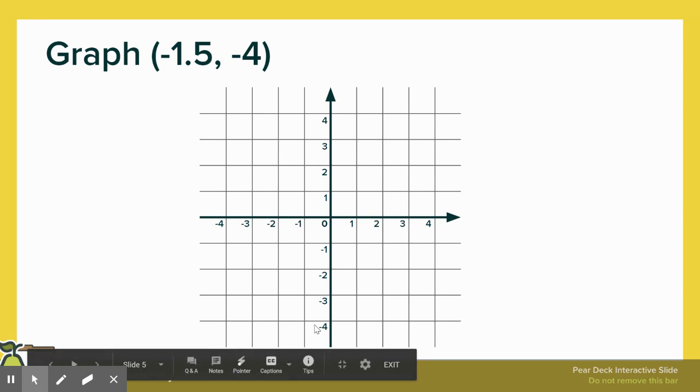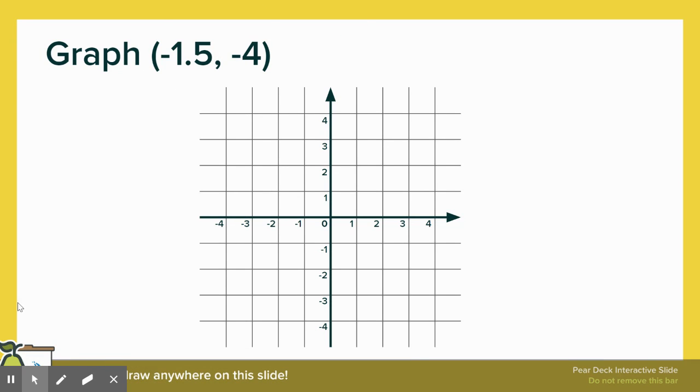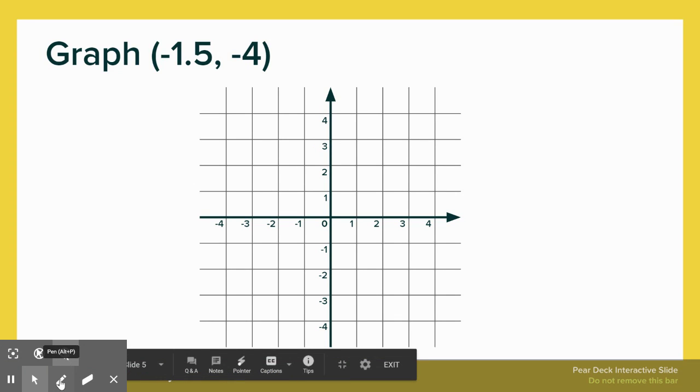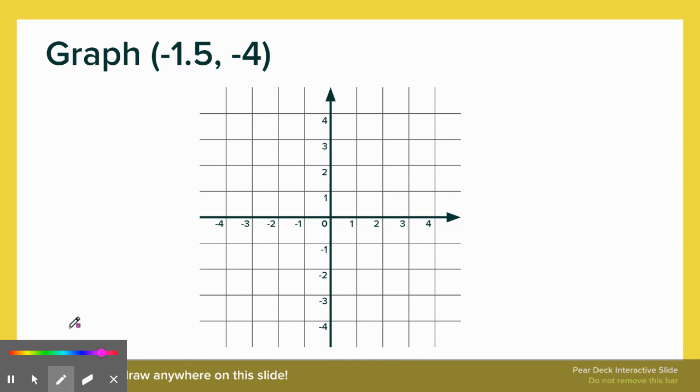All right, the next one, let's see if we can trick you. I have graph -1.5, -4. Hopefully, based on our signs, we know which quadrant this should go in. Go ahead and pause your video and give it a try. All right, so we know since we have two negatives that it has to go down here in quadrant 3. Now, -1.5, all right, I know this is in between -1 and -2, so I'm going to go right here in the center. And then it says to go down -4, so I'm going to move down -1, -2, -3, -4. And that is where my coordinate will go. Please be careful, don't put the dot where the number is. You want to go based off the lines, okay? The number may not be exactly on the line, so that's why they're there.